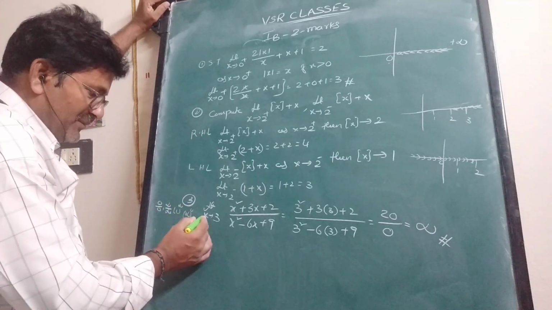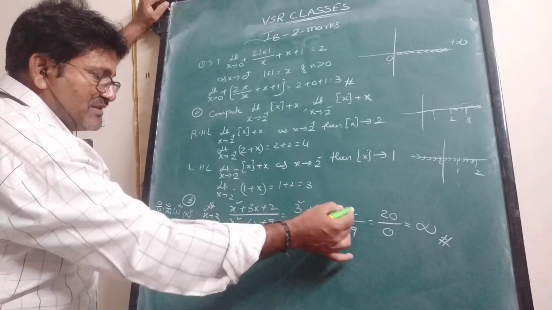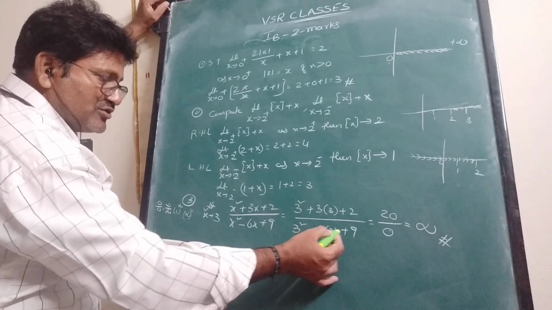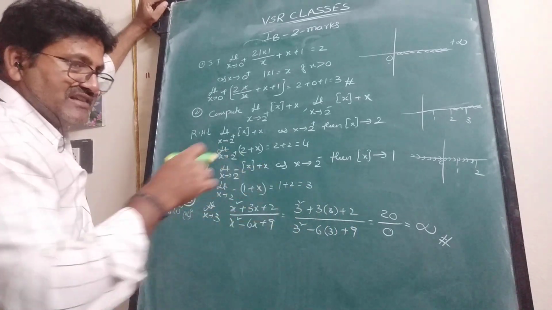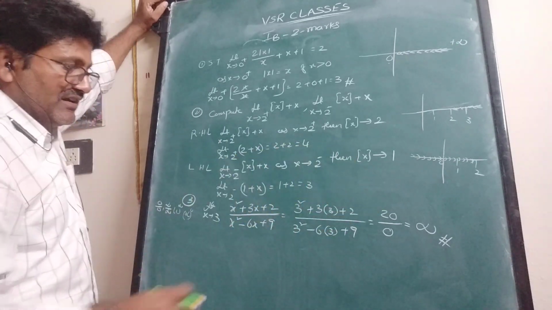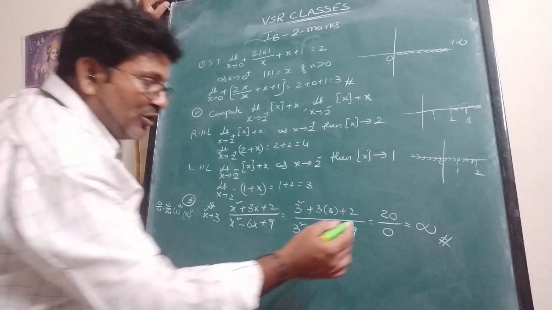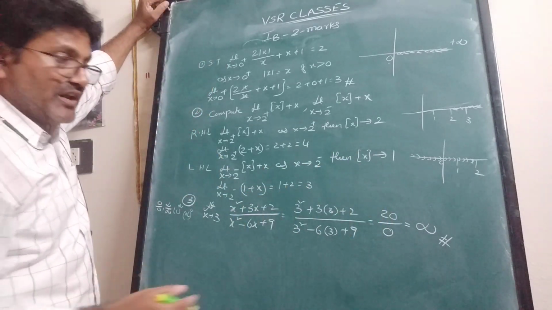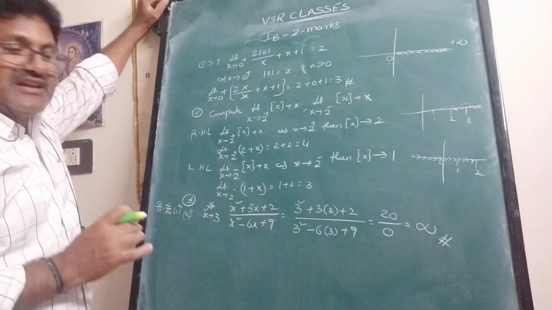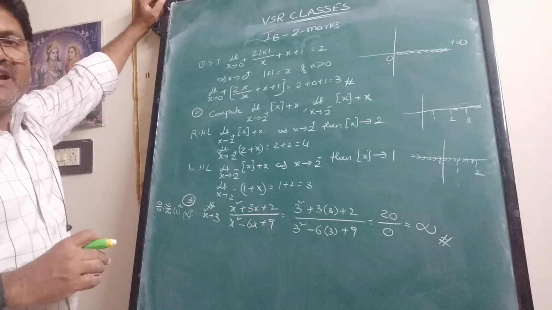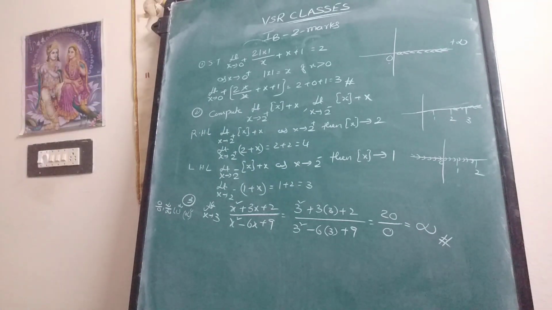Now see, limit x tends to 3, and go for substitution first. 3 square plus 3 into 3 plus 2, divided by 3 square minus 6 into 3 plus 9. 9 plus 9, 18. 6 3s are 18. In the denominator you are getting 0. In the numerator we got 20: this is 9, this is 9, 9 plus 9 is 18, 18 plus 2 is 20. So 20 by 0. Don't cancel this 0 and this 0. Something by 0 is nothing but infinite. Infinite is your result. Remember this, like this you have to do.